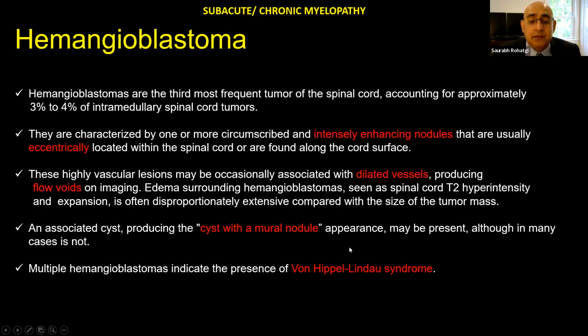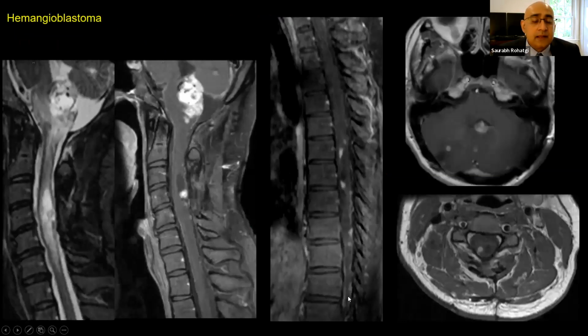And when you have multiple hemangioblastomas, think of von Hippel-Lindau. This was a case of von Hippel-Lindau, where you have multiple cerebellar hemangioblastomas, cord signal change within the cervical cord with the cyst with an enhancing mural nodule, and multiple enhancing lesions along the surface of the cord. So this was a case of hemangioblastoma associated with von Hippel-Lindau.